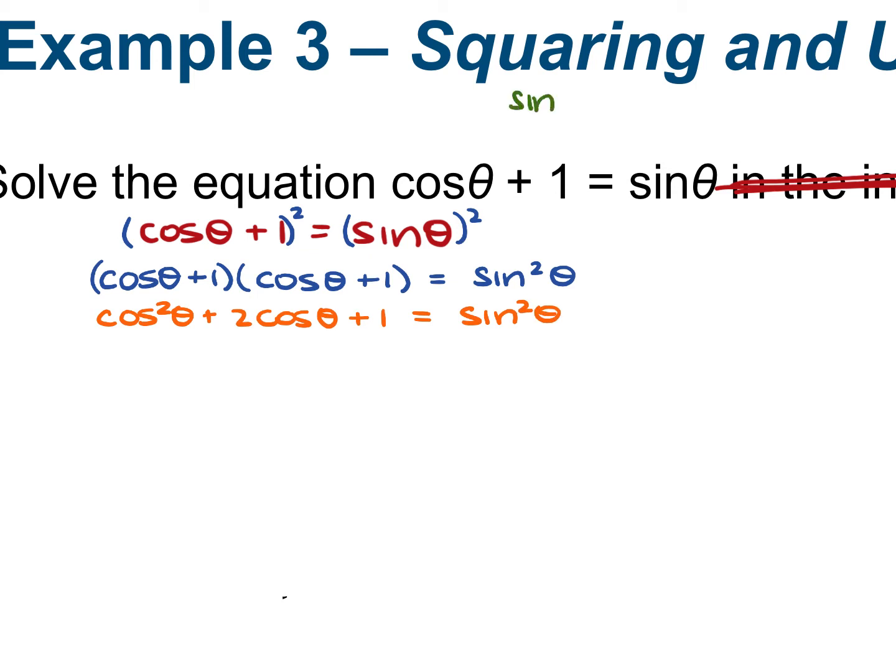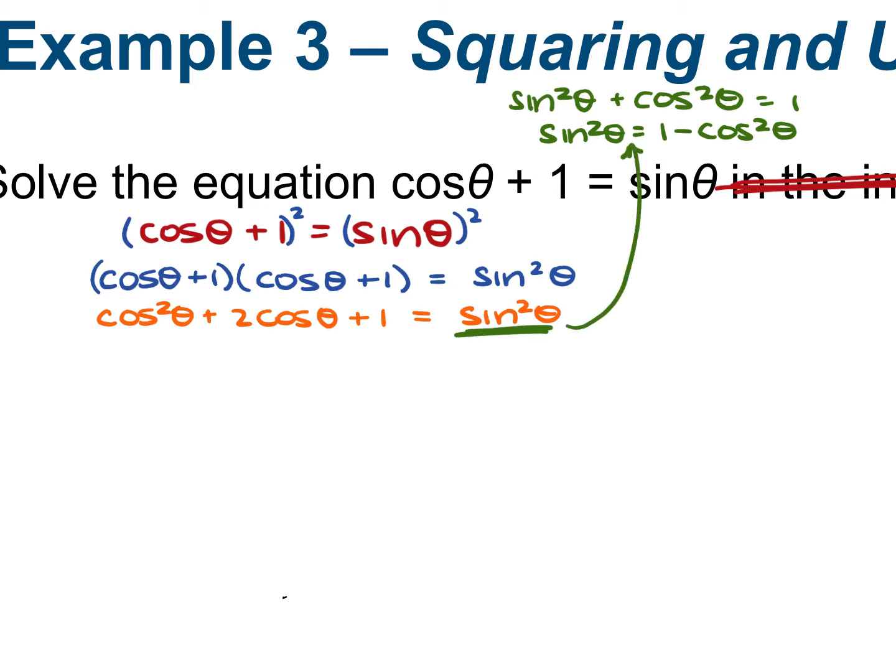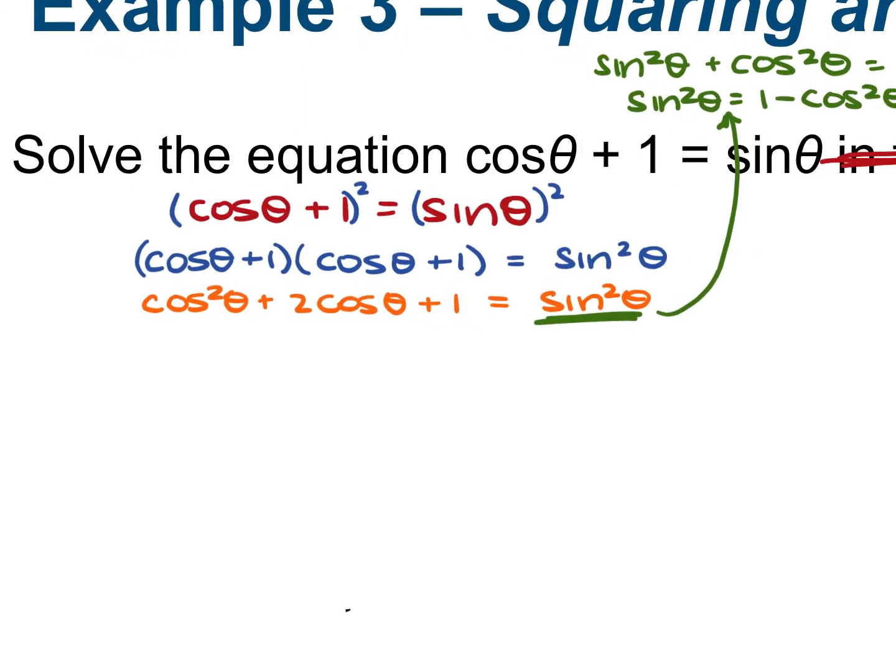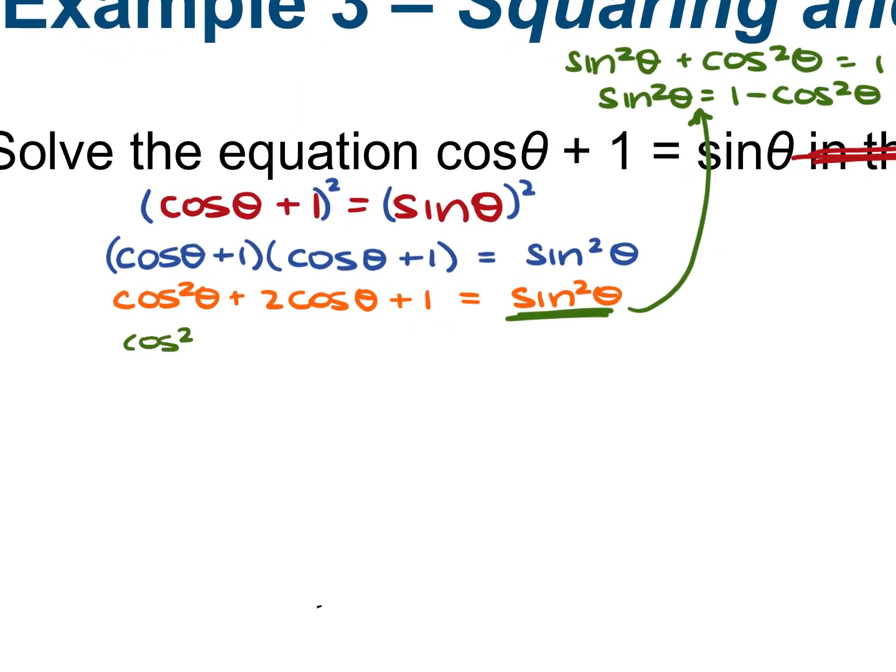Think about your identities again. If we have sine squared theta plus cosine squared theta is equal to 1, and we want to solve that for sine squared theta, subtract over that cosine squared theta, so our sine squared theta is equal to 1 minus cosine squared theta. Replace that sine squared theta with that 1 minus cosine squared theta. So this is going to give us cosine squared theta plus 2 cosine theta plus 1 is equal to 1 minus cosine squared theta. Subtract the 1 from each side, add the cosine squared theta to both sides.